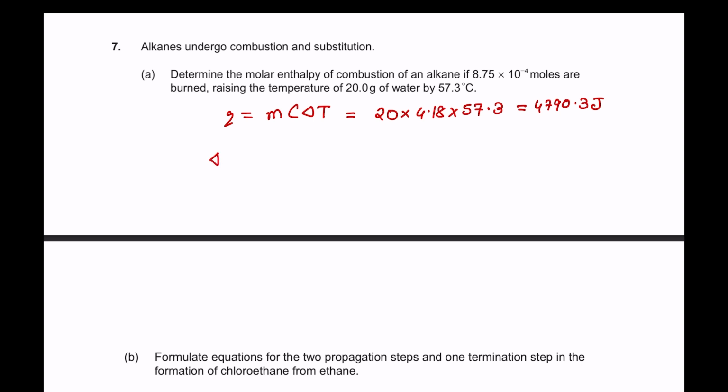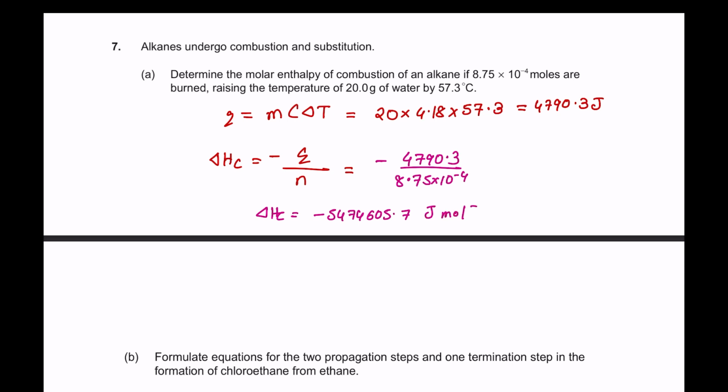To find the enthalpy of combustion, we have to divide this heat by the number of moles. Also, combustion is an exothermic reaction, so heat is given out to the surroundings. We have to put a negative sign here to compensate for that. So minus 4790.3 divided by 8.75 times 10 to the power -4. This gives a value of delta Hc of -5474605.7 joule per mole. We can convert it to kilojoules, and it results in -5474.6 kilojoules per mole. This is the answer to part A.